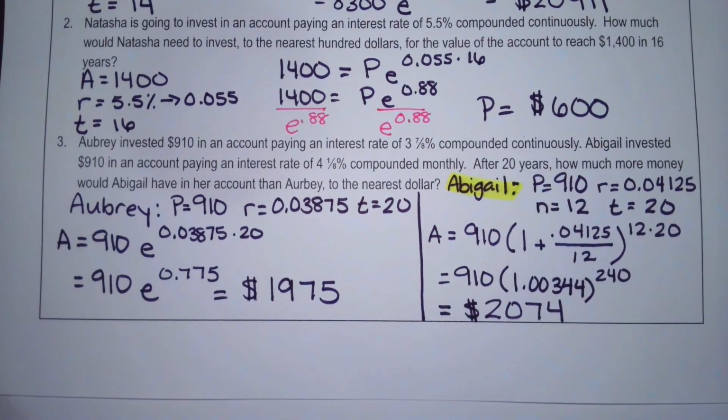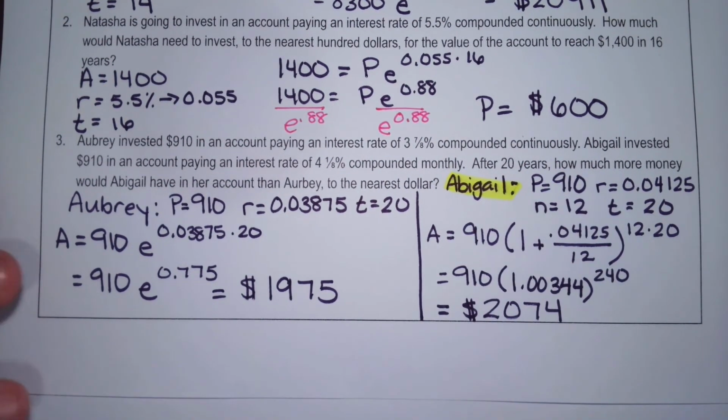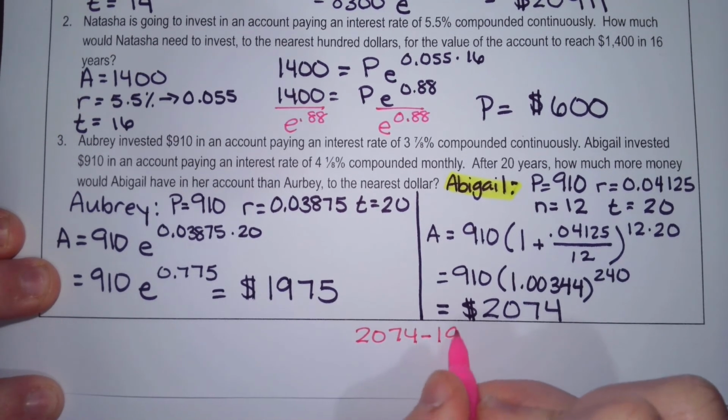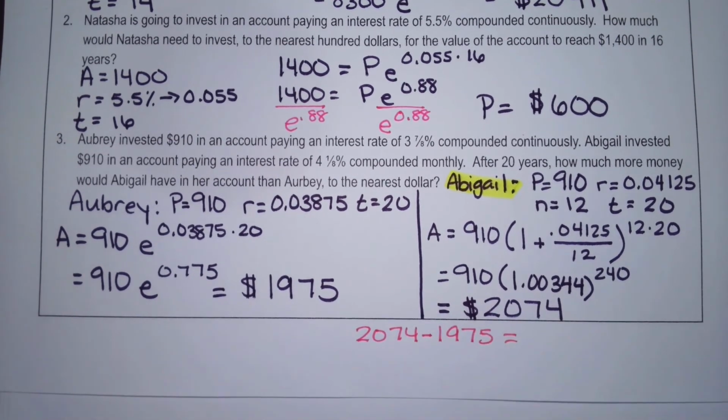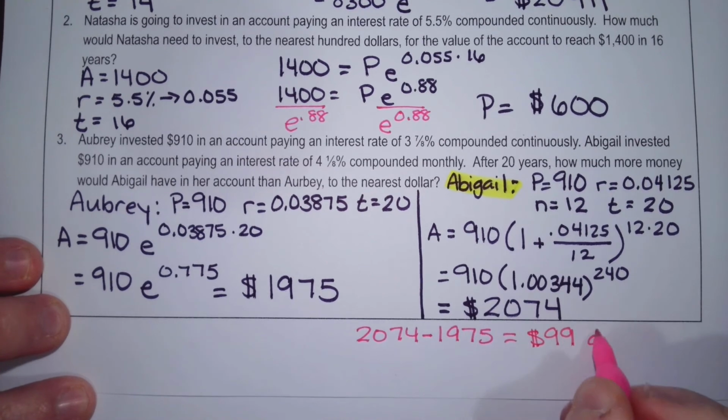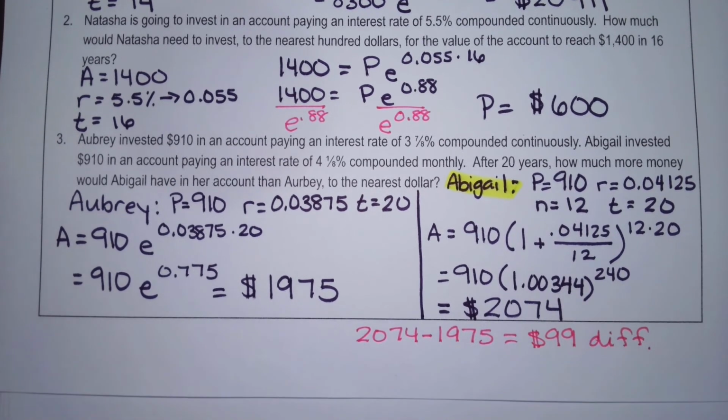So now we need to know the difference. 2,074 minus 1,975. And it is a $99 difference. Phew, sorry for how long these notes are, but as long as you can plug stuff into a formula, you should be good to go. And that ends lesson 3.